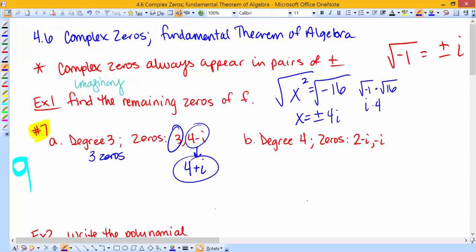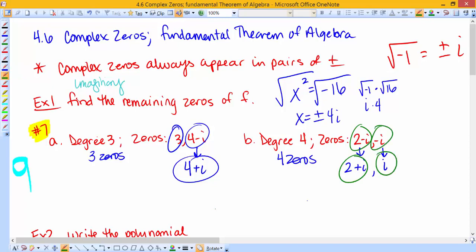Now I'm going to use the same thing over here in B. So I have a degree of 4, which means there are going to be 4 zeros. 2 minus i has a conjugate pair of 2 plus i. And then I see a negative i, which has a conjugate pair of i. So there are my 4 zeros: 2 minus i, 2 plus i, negative i, positive i. So I have all 4 of them found.